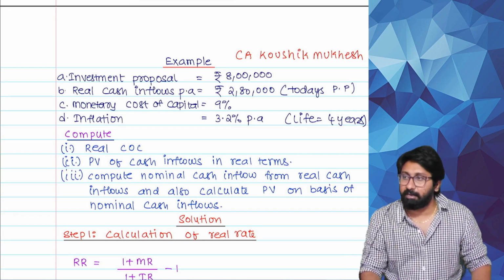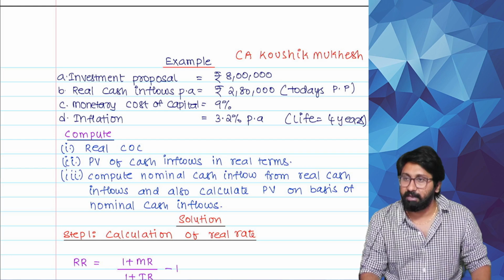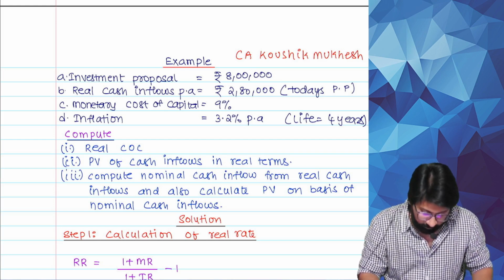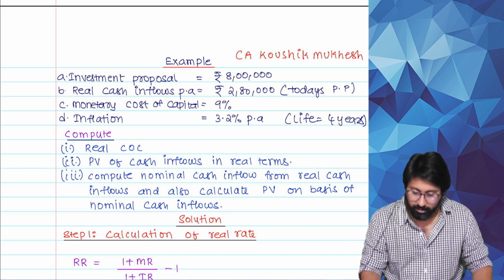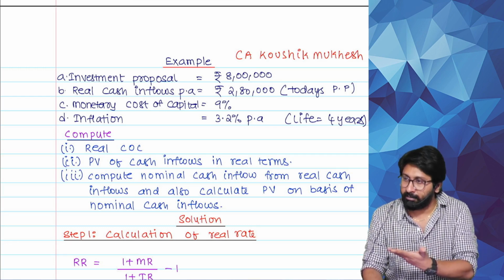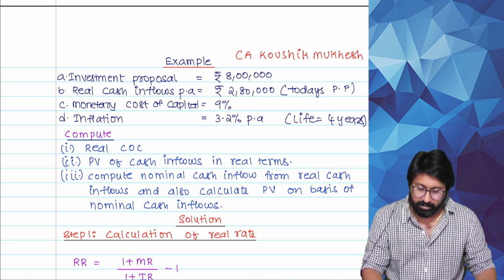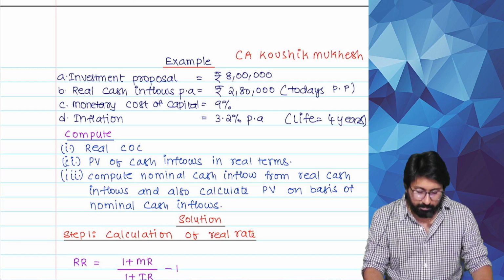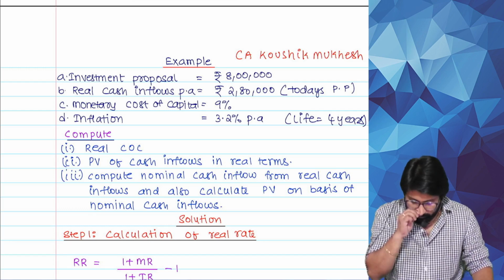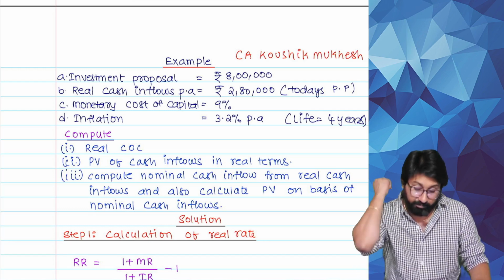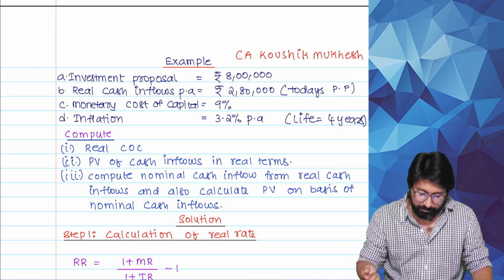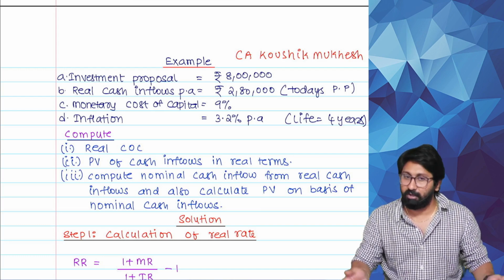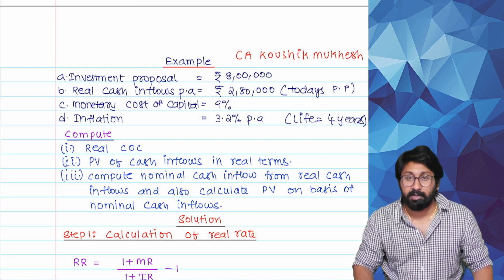Monetary cost of capital. Can you please tell me what you mean by monetary cost of capital? Money rate. Monetary cost of capital means money rate, 9%. Inflation 3.2% per annum. Life is a 4 year project. Compute real cost of capital. Present value of cash inflows in real terms. Compute nominal cash inflow from real cash inflows and also calculate present value on the basis of nominal cash inflows. These are the various questions that came for 8 marks in the exam.